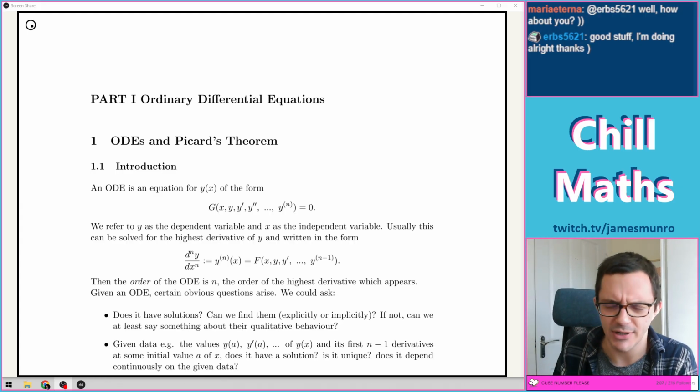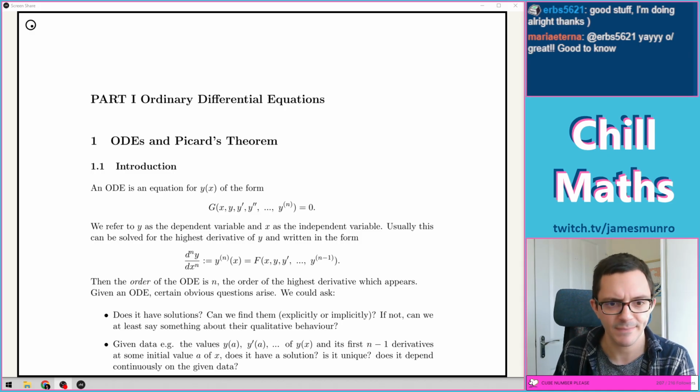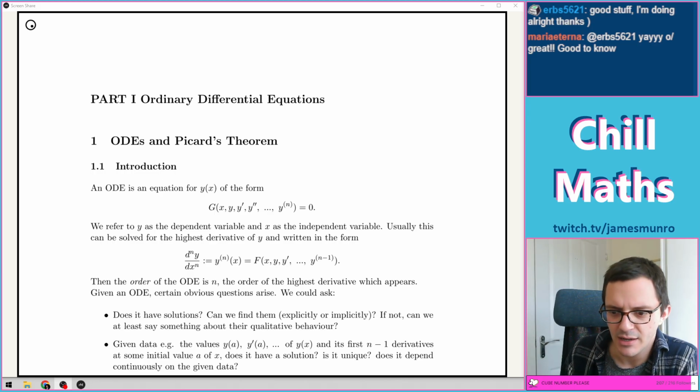I've got some lecture notes from a few years ago, if anybody cares. Oxford has all its lecture notes online for the maths course. I've just picked up Differential Equations 1, which is the name of this course. And it's going to tell us about this stuff.